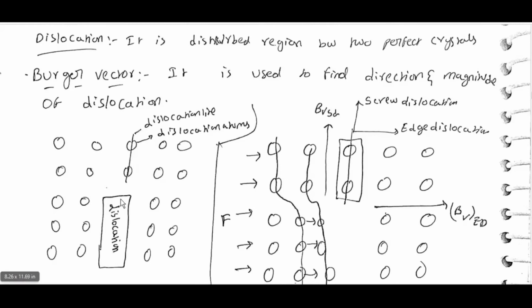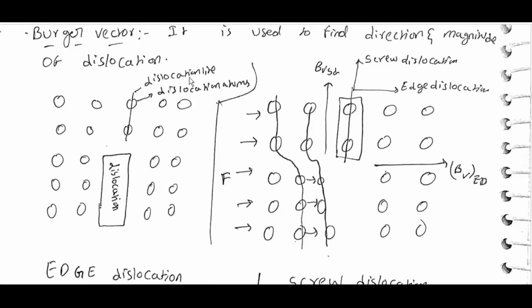Here this is the dislocation. This is the dislocation line, and these are the dislocation atoms. Force is applied in this direction. In this direction, screw dislocation. In this direction, edge dislocation. BVST, BVED, Burgers vectors.